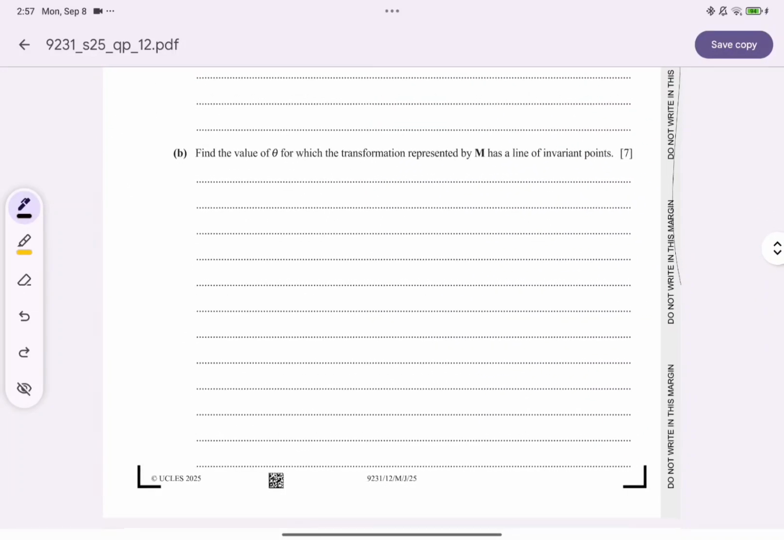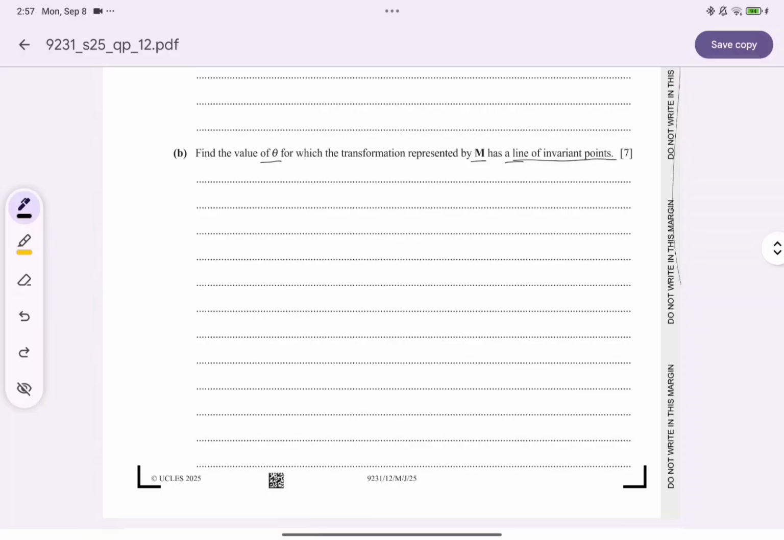Okay, so here we're going to have to find the value of theta, for which the transformation represented by M has a line of invariant points. So it has a line of invariant points.